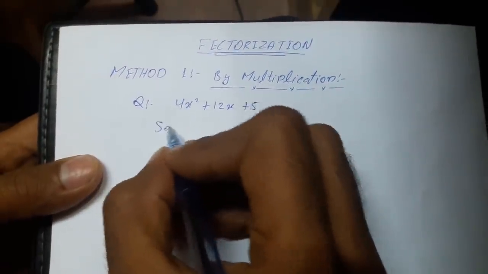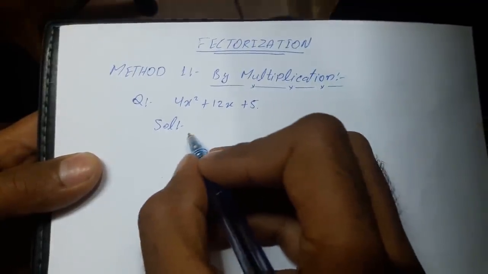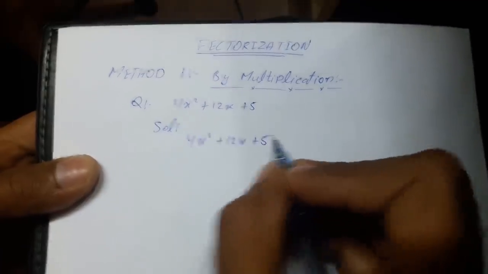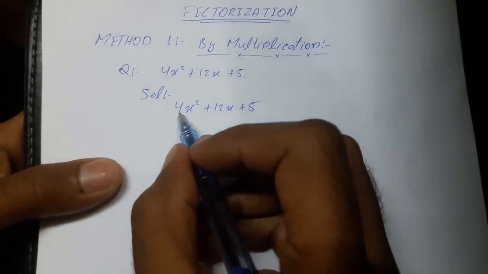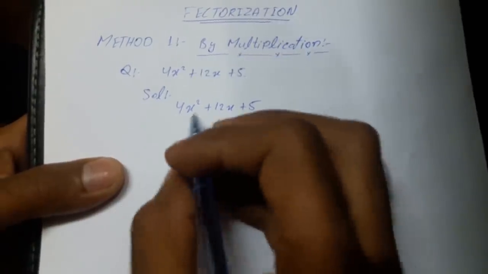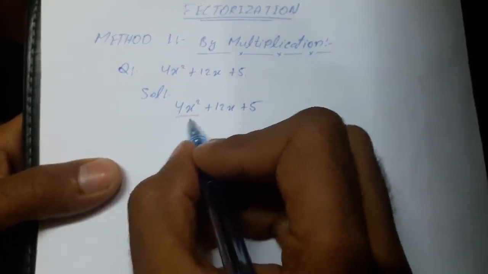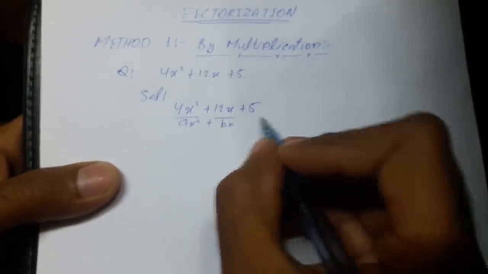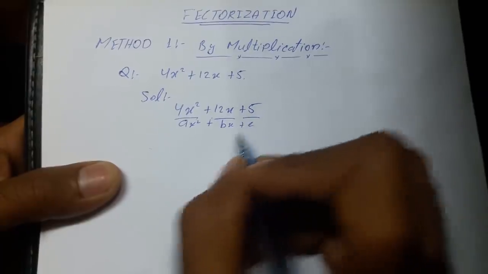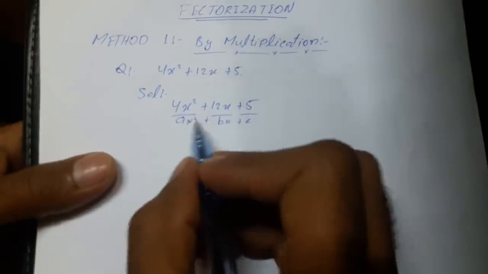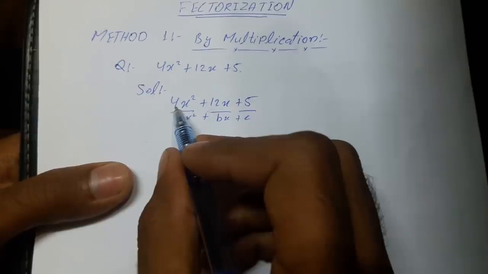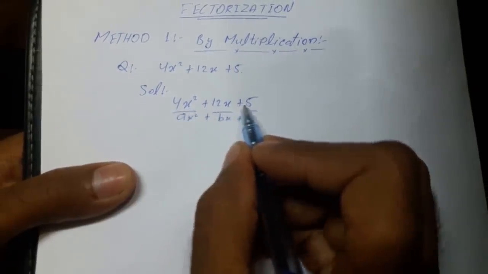So, solution: 4x square plus 12x plus 5. Let's solve it. We have three numbers here. In a quadratic equation, we should know this is ax square plus bx plus c. This is the quadratic expression. Okay, so we need to solve this one, with the values 4x square plus 12x plus 5.